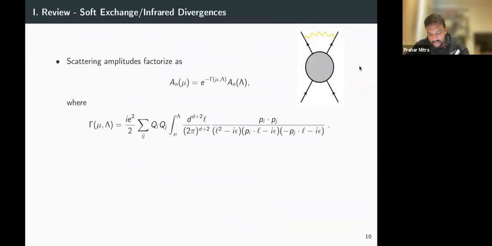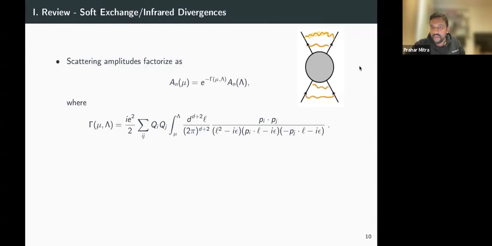Again, by soft exchange, I mean diagrams in which you have a soft particle which goes through the hard process, and there could of course be multiple such soft particles, or it could be infinitely many loops, whatever you want. And this is a well-known fact from the textbook by Weinberg, that the amplitude factorizes into this form with the e to the minus gamma. And this is the form of gamma.